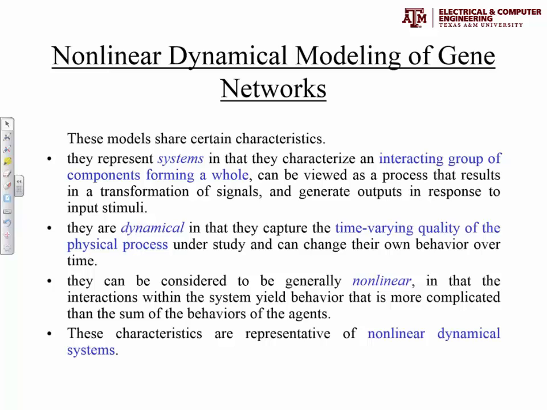They can also be considered to be generally nonlinear. In a linear system, if you give it two different inputs and then present the sum of the inputs, the output is just the superposition of the outputs. If it's a nonlinear system, it's different. Typically cellular behavior is nonlinear. So if you're going to model cellular behavior using genetic regulatory networks, then this will be like a nonlinear system, in that the interactions within the system will yield behavior which is more complicated than just the sum of the behaviors of the agents.